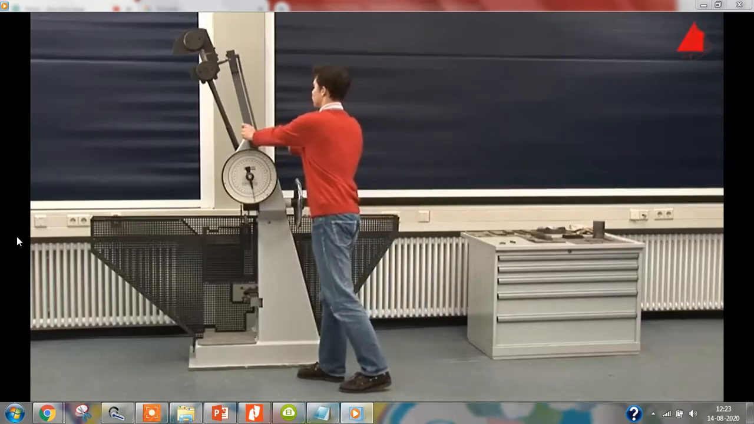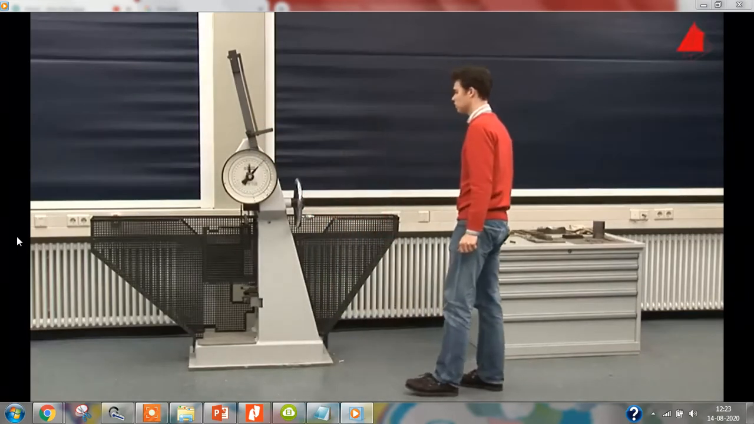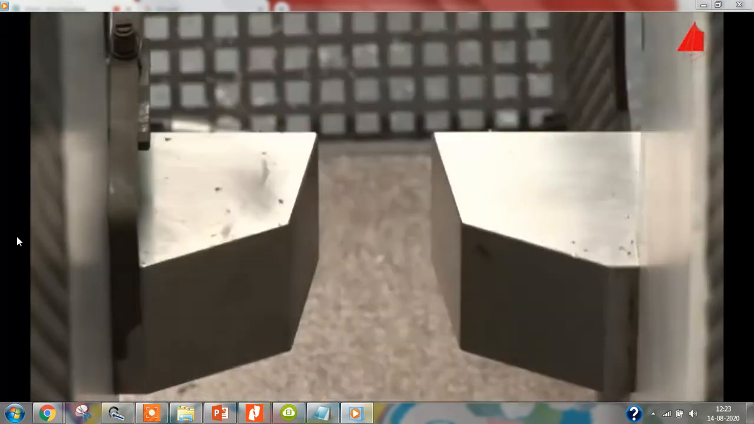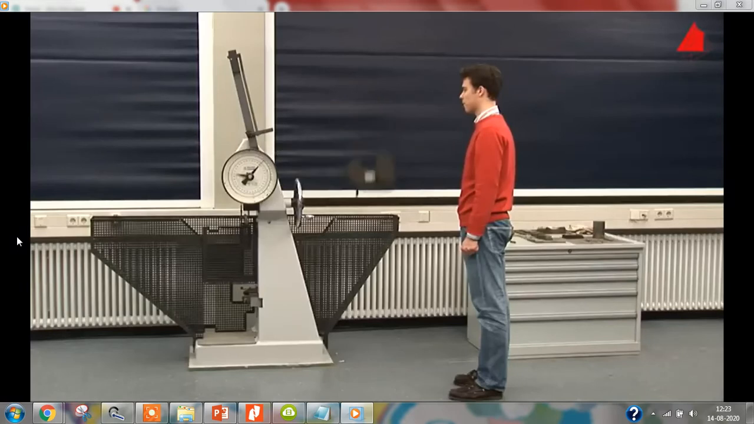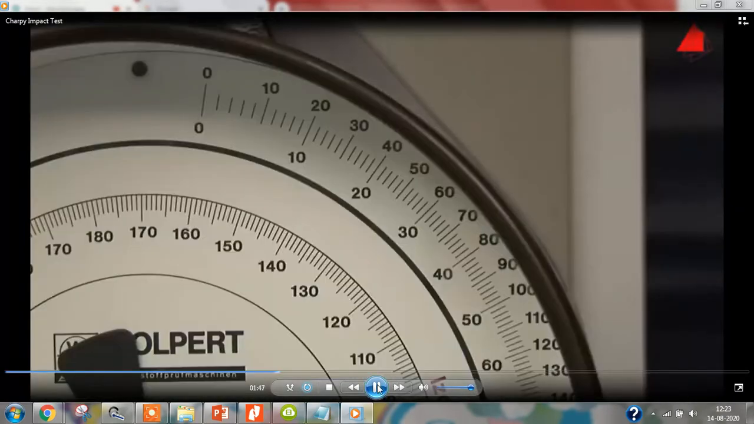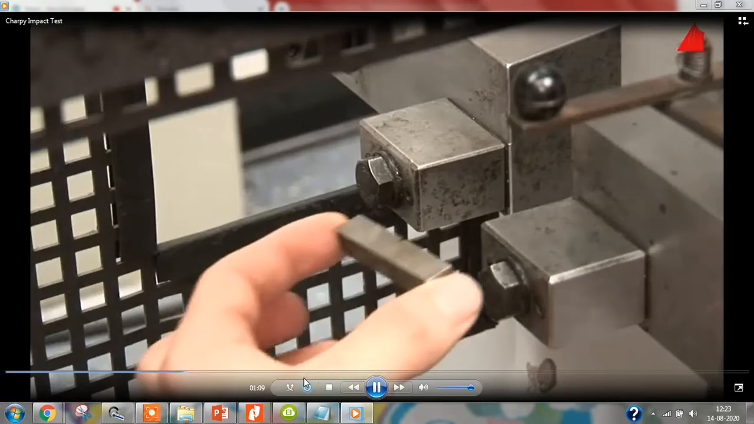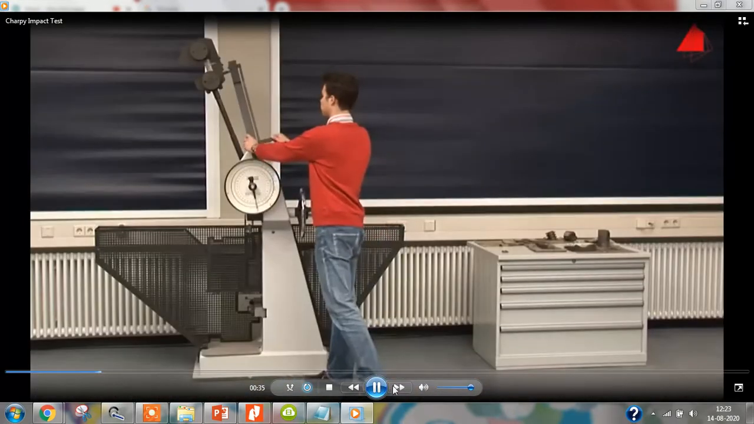Perfect, the test can begin. The pendulum is released, it swings downwards and hits the specimen with its rounded hammer peen. The specimen absorbs part of the pendulum's energy, so the pendulum doesn't reach the full height on the other side. The amount of energy that has been absorbed by the specimen can now be read off at the position with the test specimen.